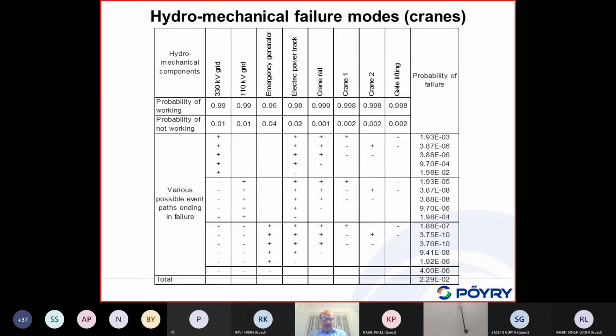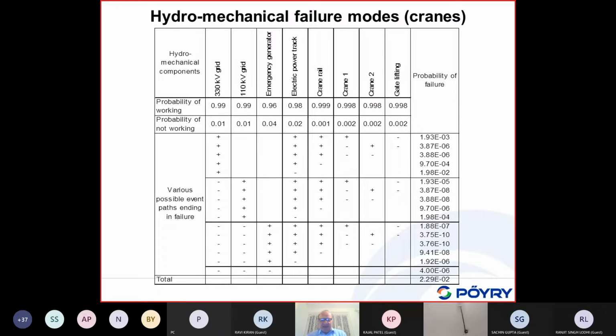A lot has to be done with the power supply here, and there are many different failures. What is given here with the failure is a power supply. If you grid, okay, different power supplies are not available. Here it gives some probability that these cranes are not functioning. Then we can have a problem with the rails of the cranes. We have two cranes, crane one, crane two, and we may have problems with gate lifting.